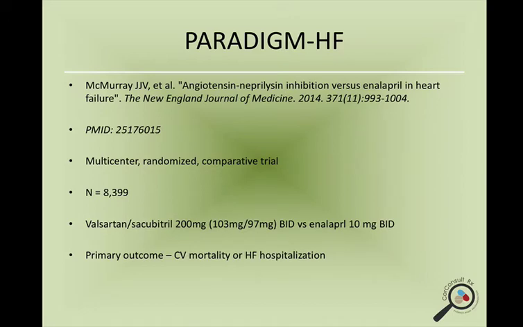So I included the reference for the PARADIGM-HF trial at the top here. Make sure, as always, go look this up and actually read through the trial on your own. I have the PubMed ID on there for you as well. But just as a very brief summary, the trial was a multi-center, randomized, comparative trial. There were over 8,000 people in the trial, and it looked at Entresto 200 milligrams, or valsartan-sacubitril, twice daily versus enalapril 10 milligrams twice daily. And their primary outcome was a composite of cardiovascular mortality or hospitalization due to heart failure.